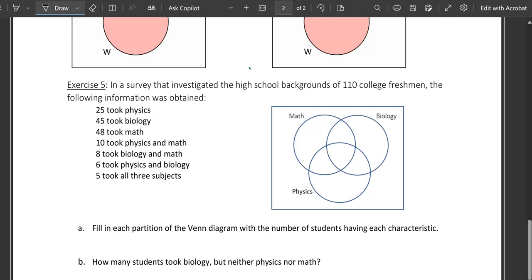So what I like to start with is right in here. What's in all three, math, biology, and physics? And that would be this one here. 5 took all 3 subjects. So that's where I'd put my number 5, for 5 people did all 3 subjects there. Let me see if I can fix that number.